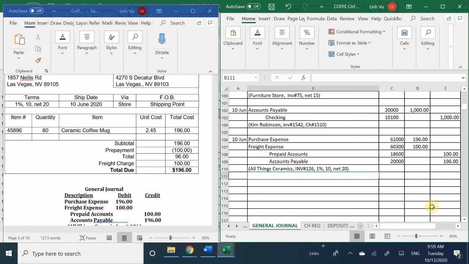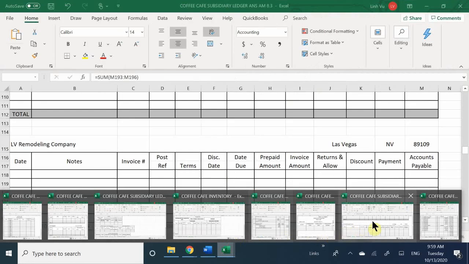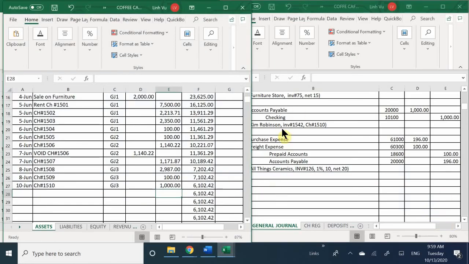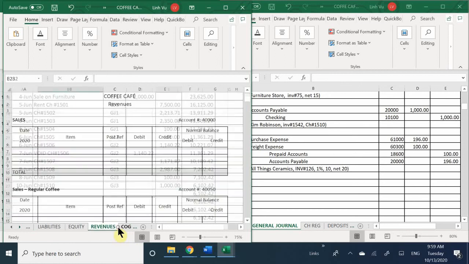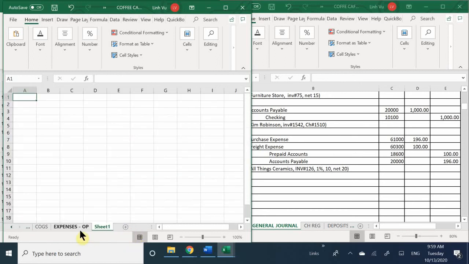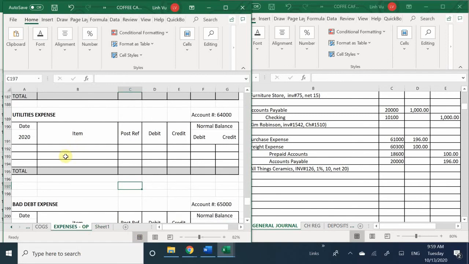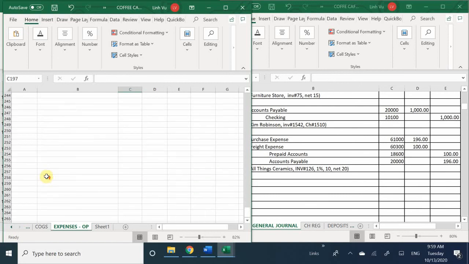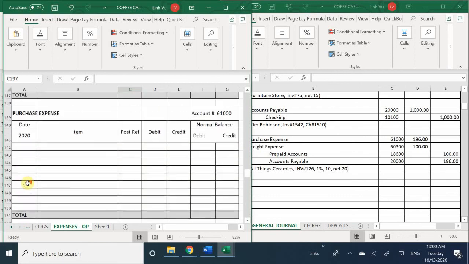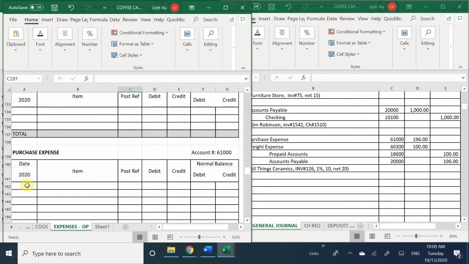All right. Let's go ahead and update our general ledger. Okay, so here we're dealing with a total of 4 accounts. We have a purchase expense, a freight expense, and we have prepaid accounts as well as accounts payable. So I'm going to go ahead and start off first with my operating expenses. I'm going to do it in order as I see it. So in this case, I'm going to find my purchase expense. Here it is, purchase expense.